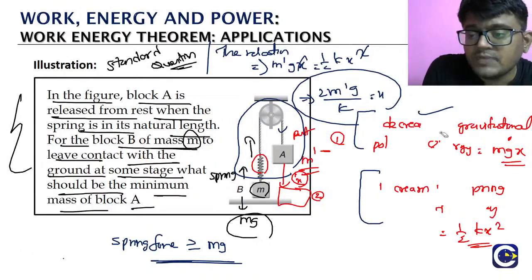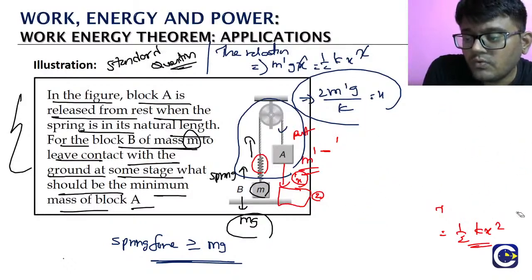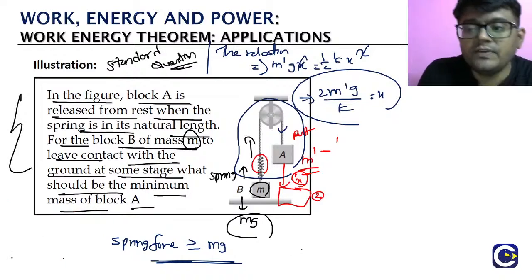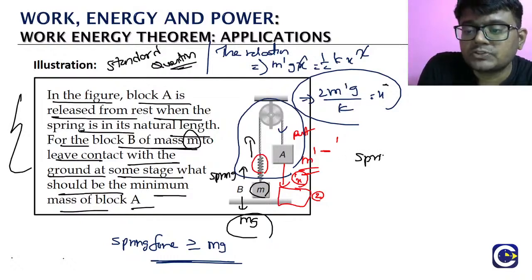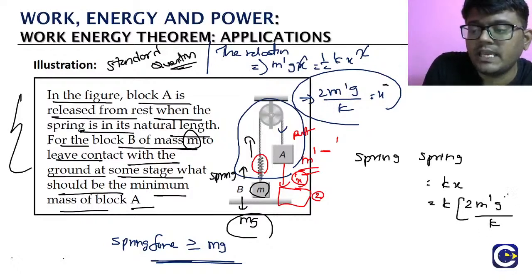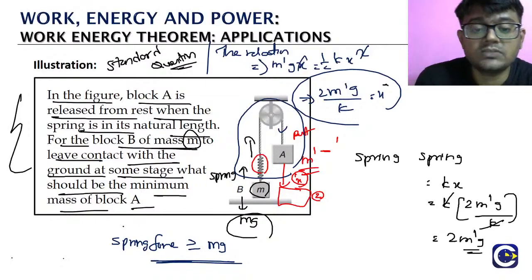So now, with this x value, the corresponding spring force is k into x. So k into 2 m dash g by k. The corresponding spring force comes to 2 m dash g. Okay, so what is the condition we are looking for?